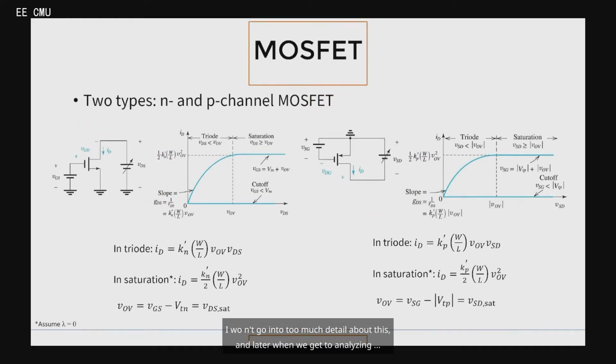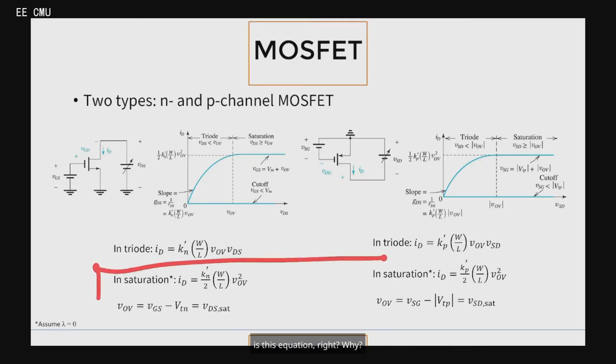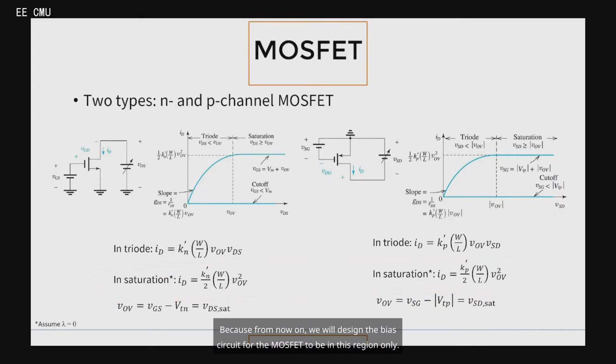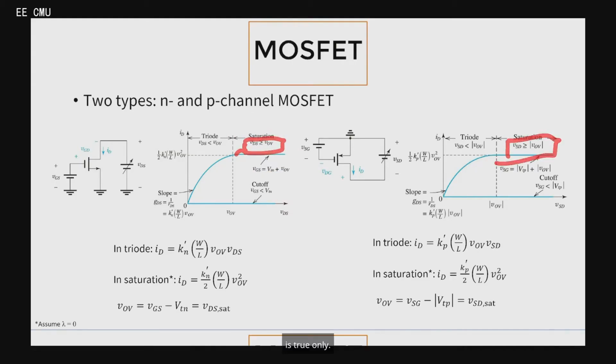I won't go into too much detail about this, and later when we get to analyzing this, I will talk about it again. Therefore, the very important equation is this equation, right? Why? Because from now on, we will design the bias circuit for the MOSFET to be in this region only. So it is necessary to remember the condition that a MOSFET will be in the saturation region only when this condition is true.